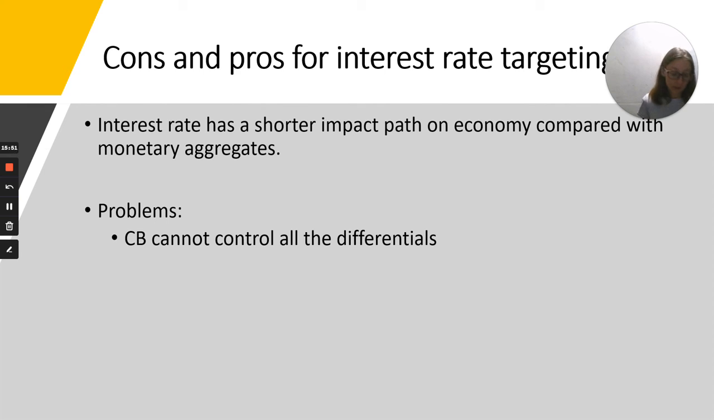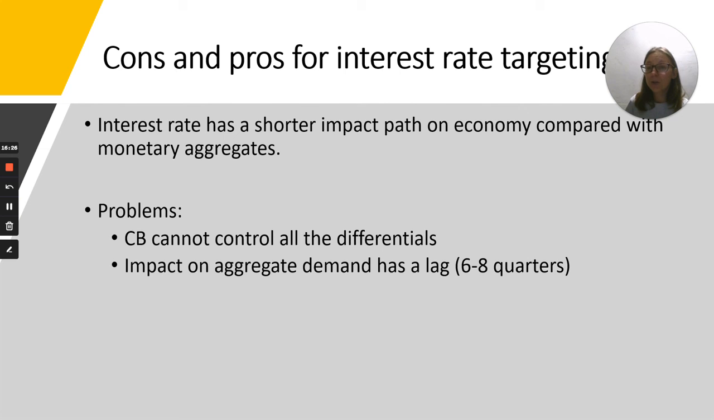First of all, the central bank cannot control all the differentials of the interest rates. The central bank sets only the discount rate, so the interest rate for the commercial banks, but all the other interest rates are set freely in the money market, and the central bank doesn't have any direct effect on them. The commercial banks can set all the other interest rates freely, and there's always some, probably small, risk that commercial banks wouldn't do what the central bank wants them to do.